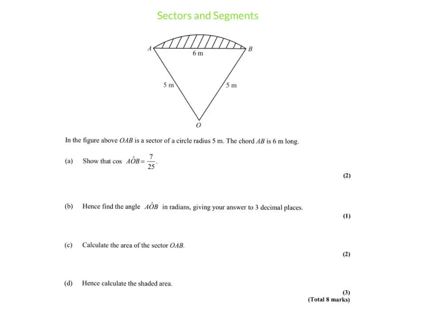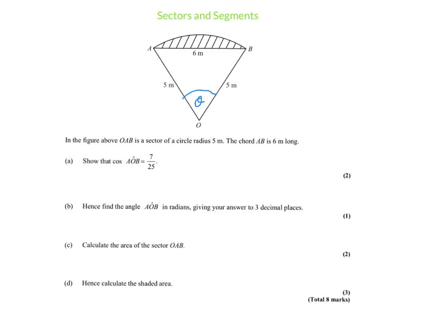Okay, let's have a look at some sectors and segments exam questions. So we've got the figure AOB. That has a sector of a circle. You've also got a triangle there. The angle AOB, let's just call it theta, is sharp. So we've got to show what the cosine of that angle is.